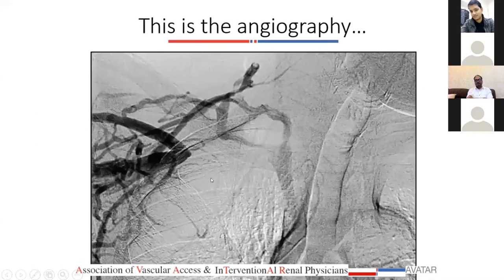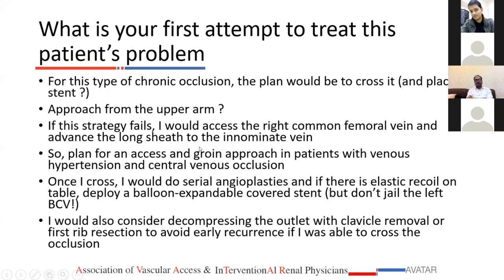So this is the angiography, complete obstruction here, and what would one do in such a situation? So what is the first attempt to treat this patient's problem? For this type of chronic occlusion, the plan would be to cross, and if necessary, place a stent. That could be one option. How will you approach from the upper arm? If this strategy fails, I would like to access the right common femoral vein and advance.